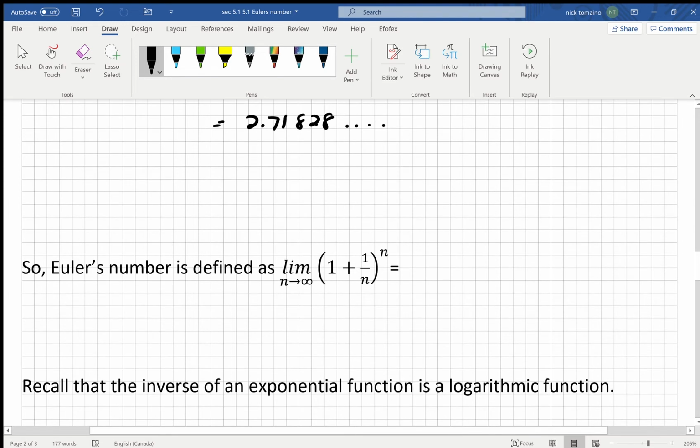So Euler's number is defined as the limit as n goes to infinity of (1 plus 1 over n) to the n, and it is equal to 2.718281828... It is irrational. It goes on forever. All right, so this number here is a hugely important number in mathematics, as you'll see as we move through this unit.